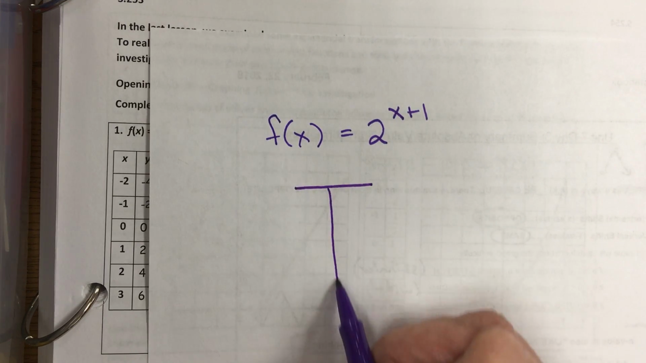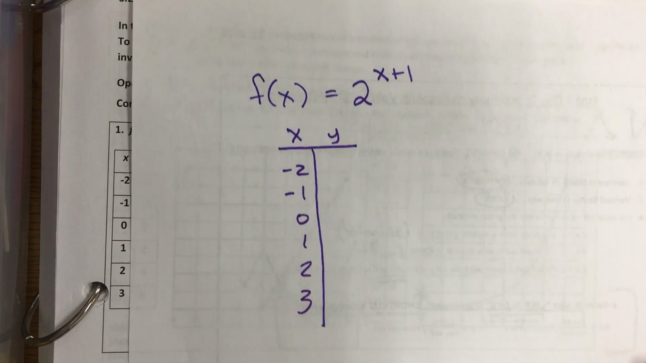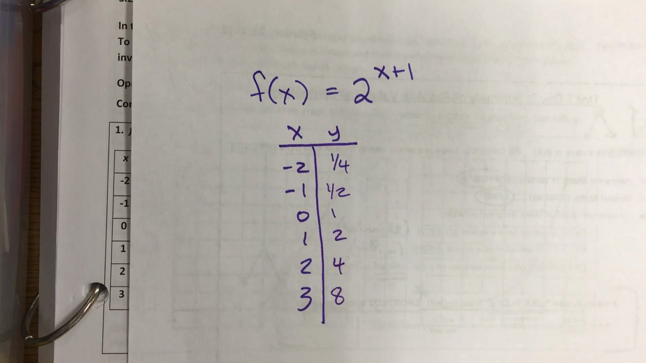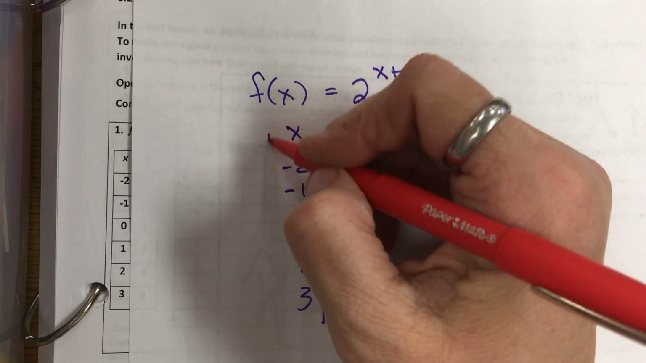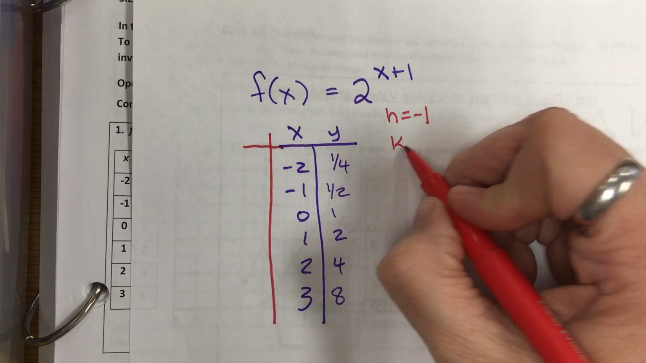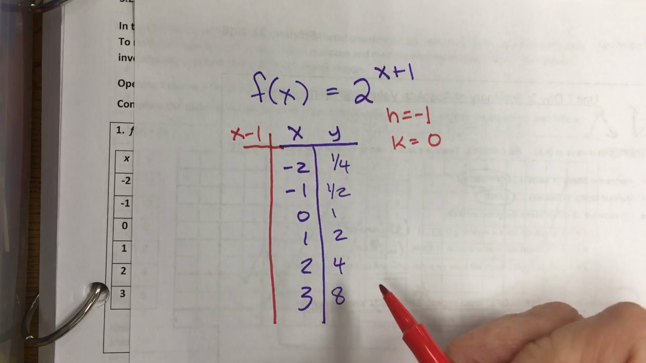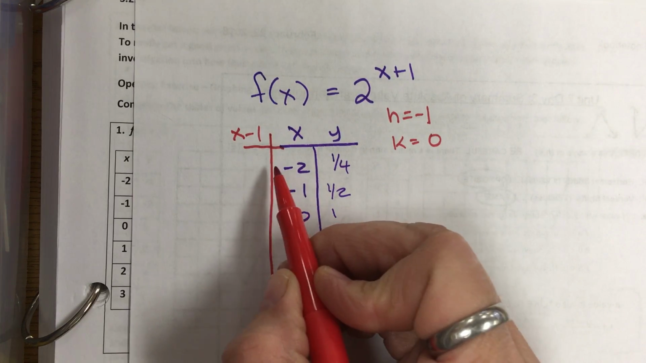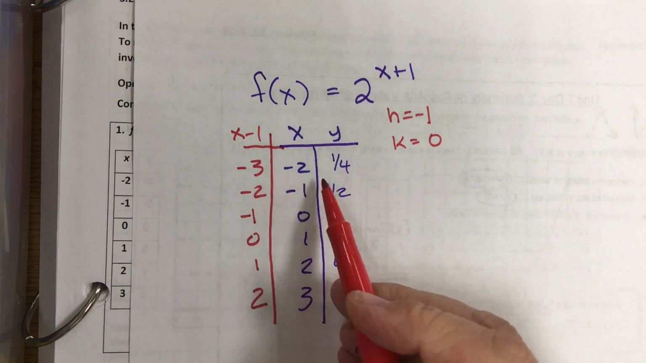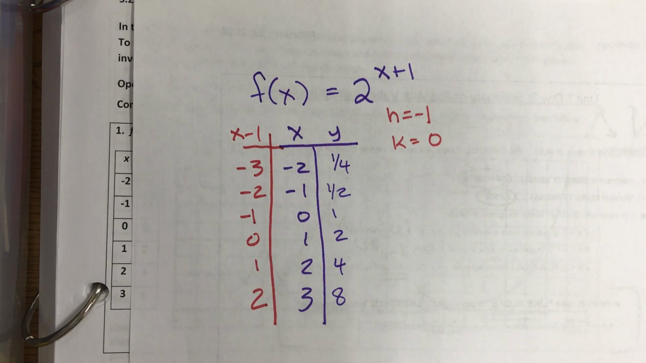I would still make my t-chart the same way I did, and -2, -1, 0, 1, 2, 3. So if I plug in -2, it's 1/4, 1/2, 1, 2, 4, 8. But here it says that I'm going to make this column over here, my h value here is -1. My k value is 0. So I'm going to be changing the x value by subtracting 1 from it. I know, it's the opposite, it's weird. But -3, -2, -1, 0, 1, 2. And then when you went to graph it, it would be the points -3, 1/4, -2, 1/2, and you do the same thing you did on that.